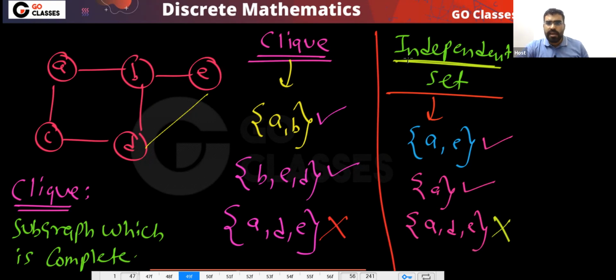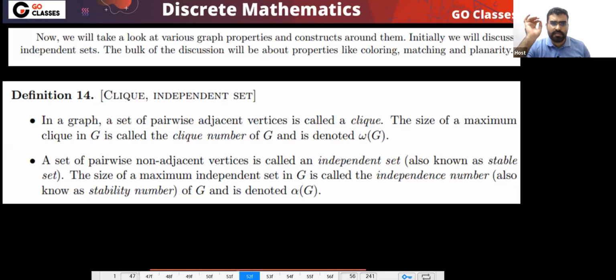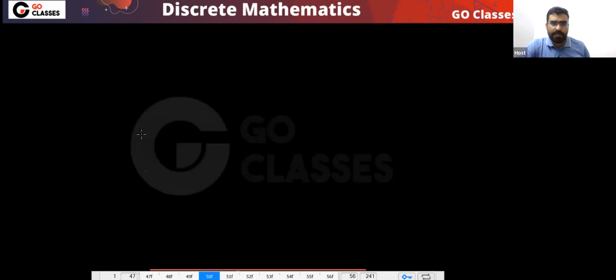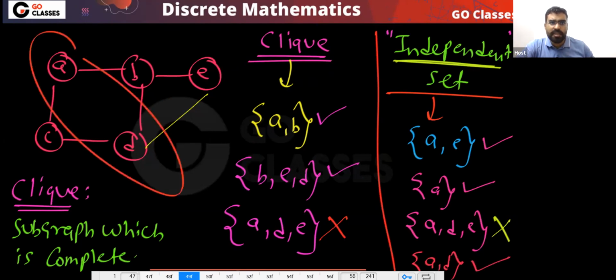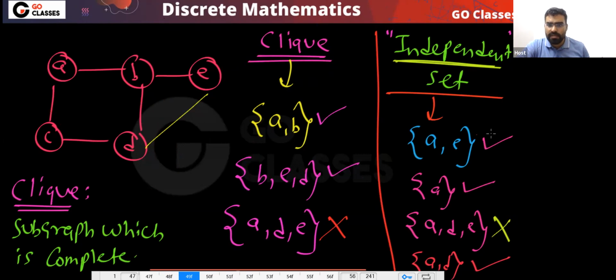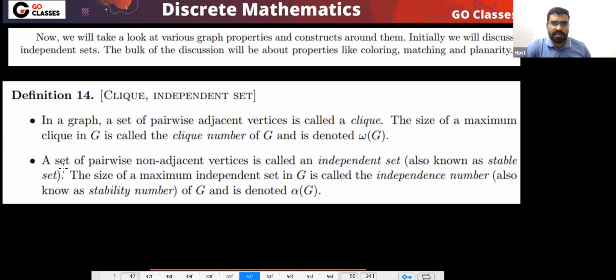So the definition is clear. Independent of each other means they are pairwise non-adjacent. They must be pairwise non-adjacent, and for a clique you should have pairwise adjacent. So that is the difference between clique and independent set. Is A, D independent? Yes, A, D is an independent set because they are not adjacent.